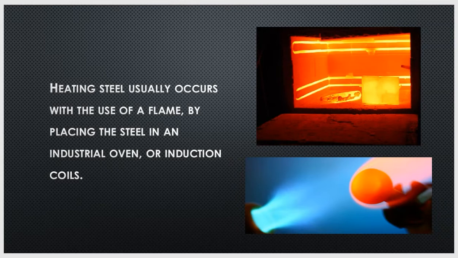The only thing that really matters when choosing the method to go with sometimes falls into how big your part is, because induction coils can only be used with smaller pieces of steel. Torches can be used for bigger pieces of steel. And then, of course, if you have an industrial-sized oven, you can probably fit anything in there.